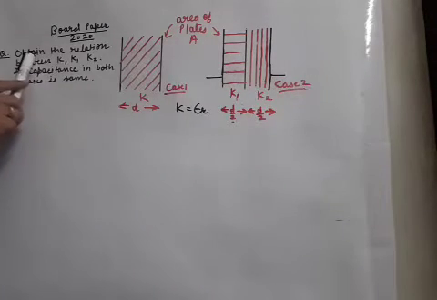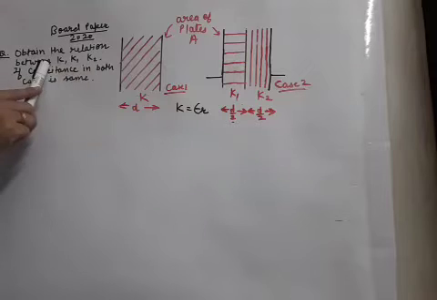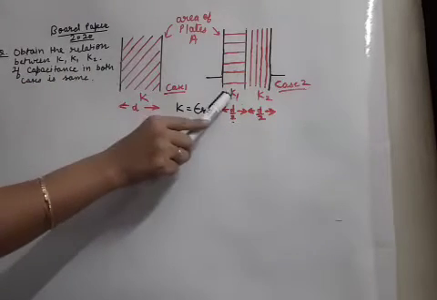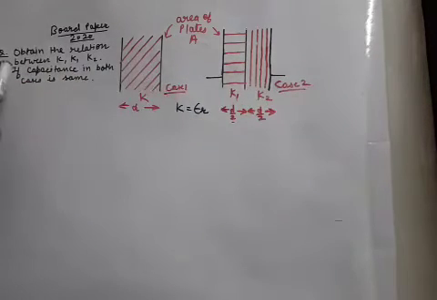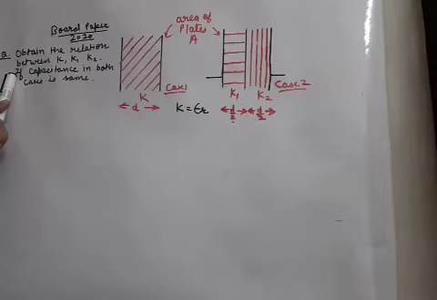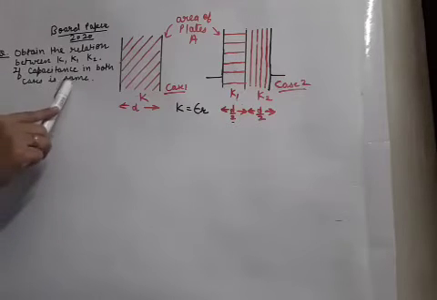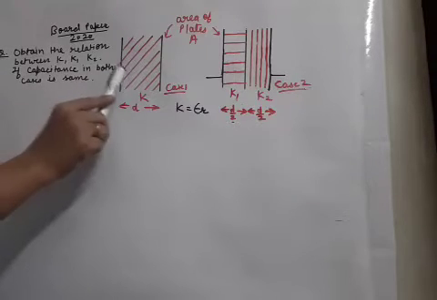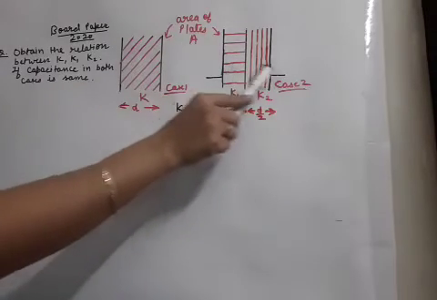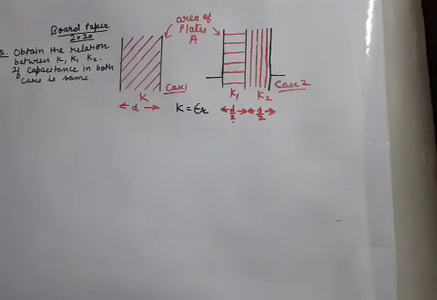Now we are asked to obtain the relation between K, K1 and K2. And we are always given some condition with which we can find the answer. The condition is that the capacitance in both cases is the same. So this side capacitance and this final capacitance are the same. So let us start solving this question.